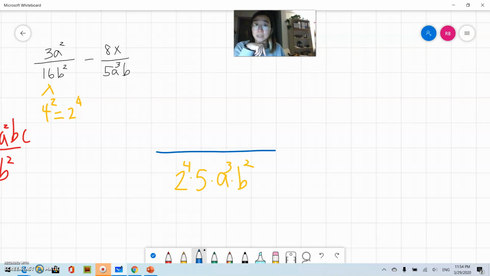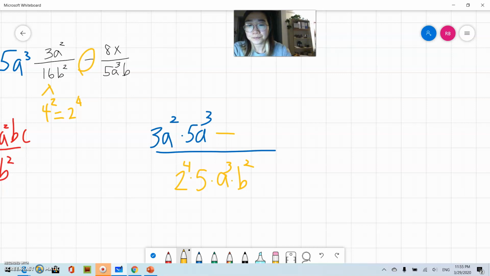All right, that's the common denominator, and now let's look at what the first fraction is missing to look like this common denominator. So it has 2 to the 4th power, but it's missing 5 and it's missing a cubed. So that means I had to multiply that to both the numerator and the denominator. So I do 3a squared times 5a cubed minus, because it's minus here. And for 8x, what do we need to multiply? Well, it has 5, but it doesn't have 2 to the 4th power. And it has a cubed, but it's missing 1 b, right?